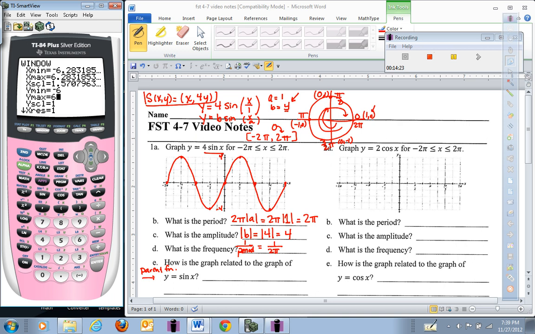I am going to check my mode, double check that I'm in radians. I am, because I set my window up to be in radians, didn't I? And now I'm going to push graph.